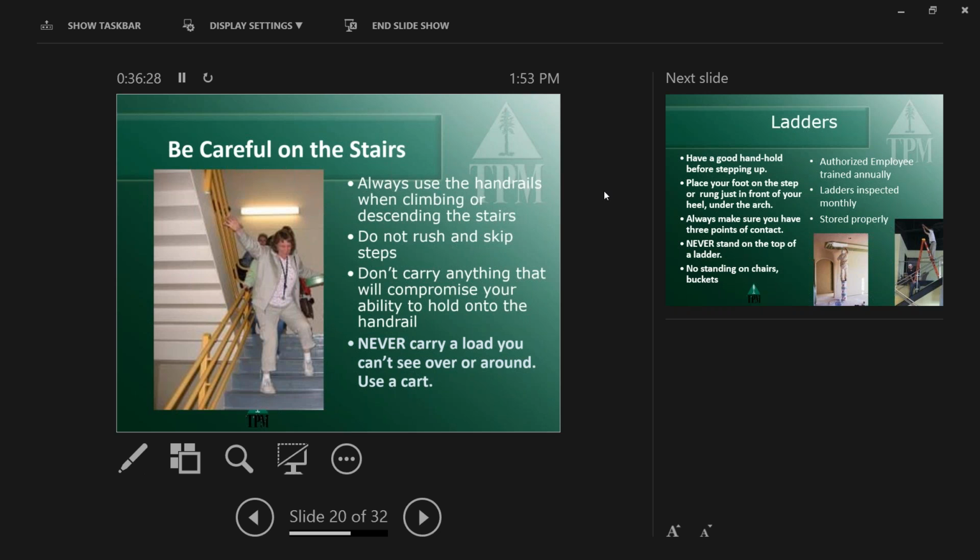Whenever it's possible, just don't carry a load up and down the stairs. If you have to, use a cart. If you're lucky enough to have an elevator, you can send it on that. But a lot of these, when we have people fall on stairs, it's because they were carrying something.